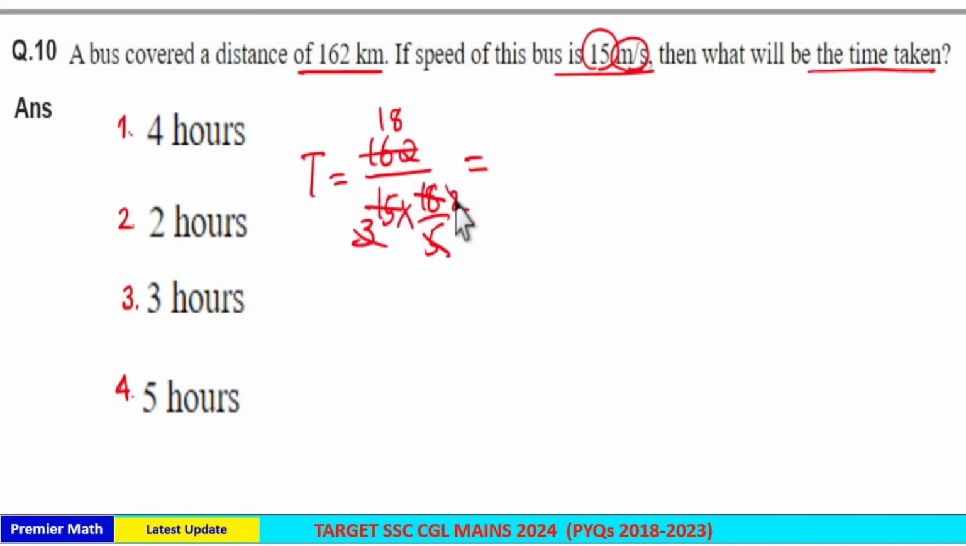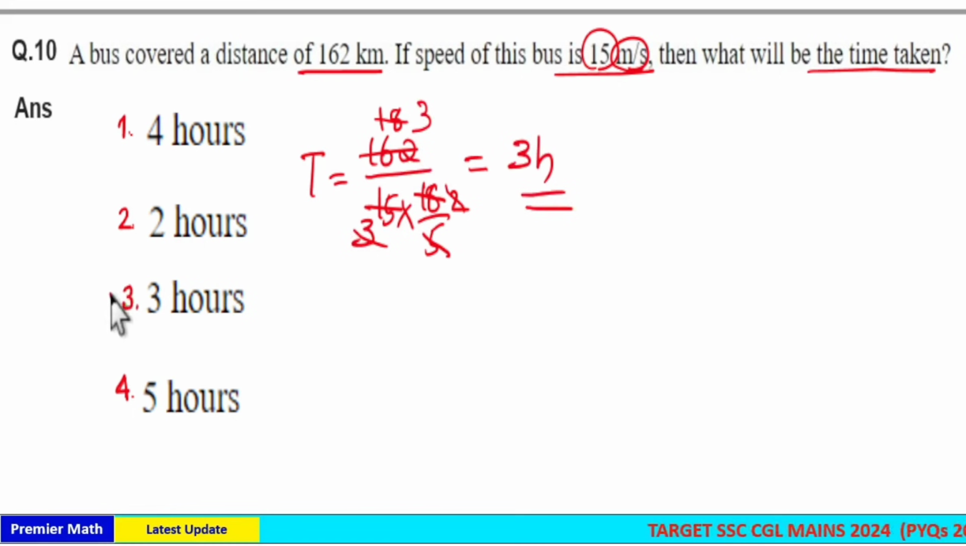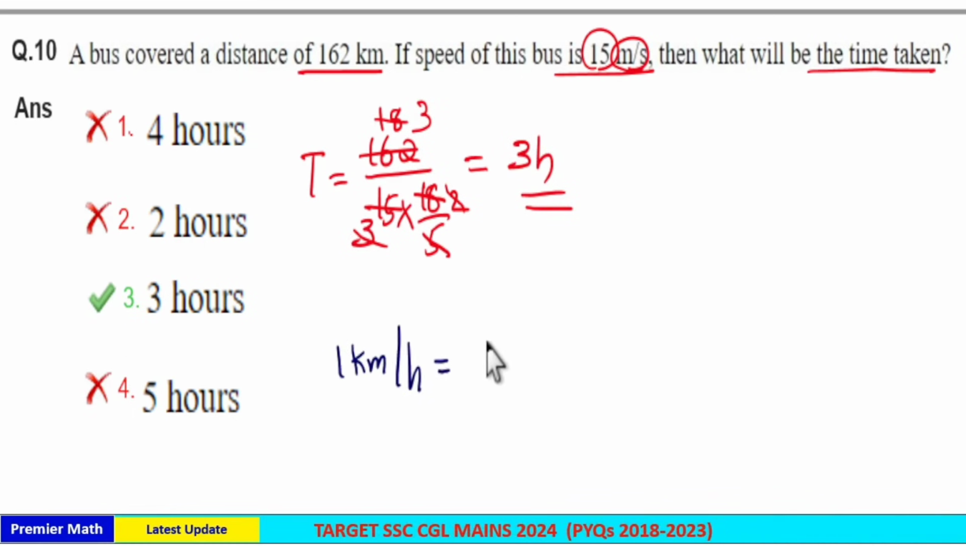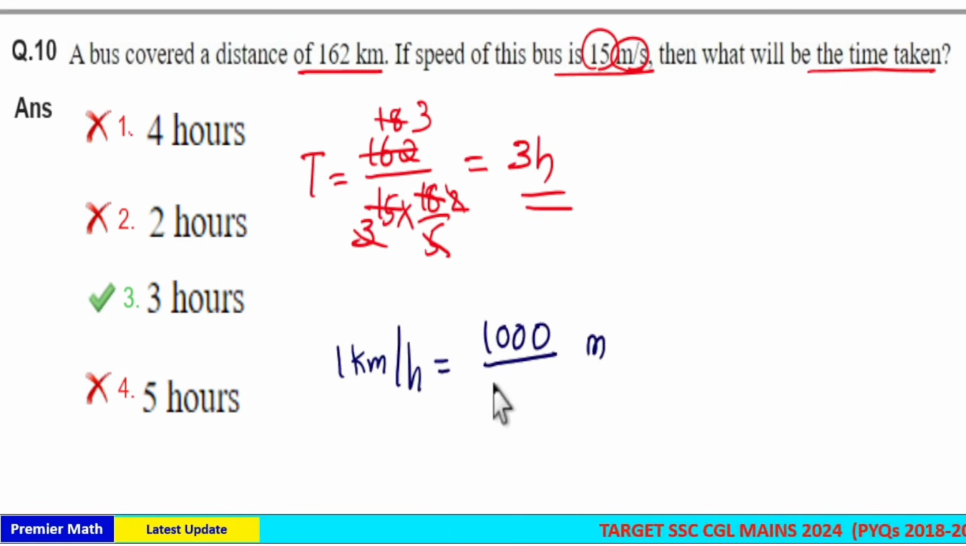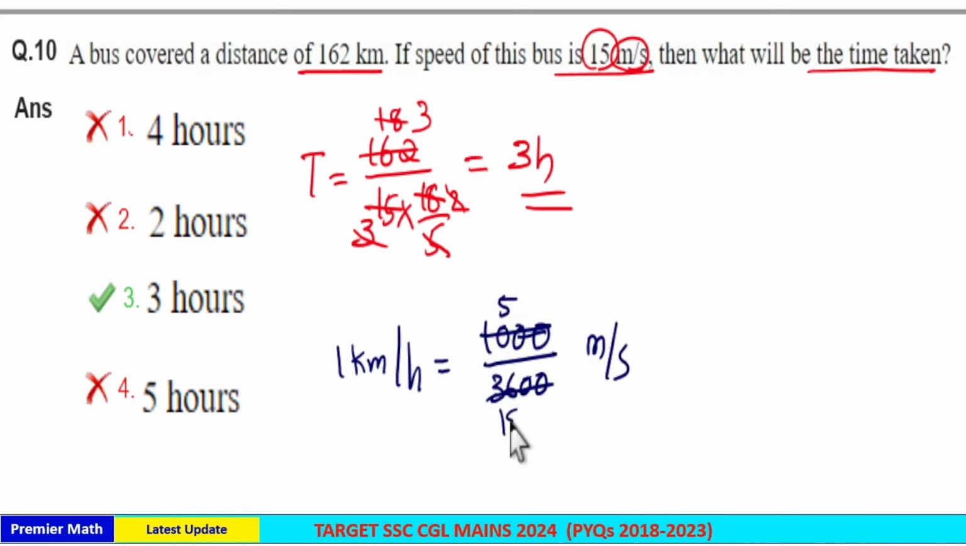So 3 into 2 is 6, 6 goes 3 times in 18. So 3 hours. Option 3 is your answer. Here 1 kilometer per hour is equal to 1 kilometer is 1000 meter and 1 hour is 3600 second. Now if you divide it, you will get 5 by 18.